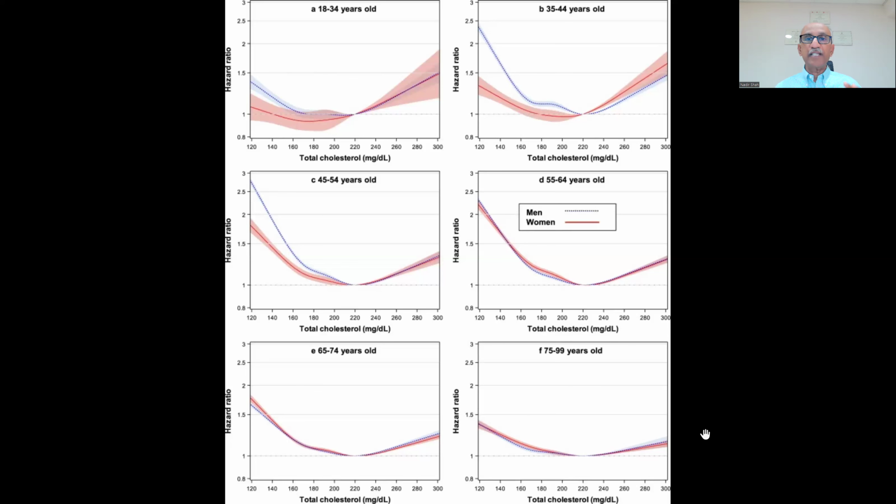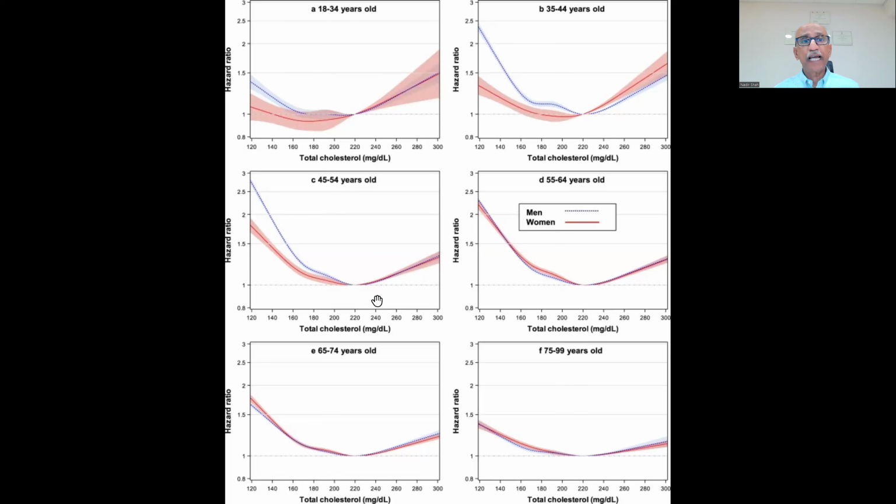Now, we know that as we age, our body needs fighting power against many pathogens, right? So as we age, our immunity goes down. So cholesterol gets naturally produced more to provide all the raw material the body needs. And these graphs are depicting that.